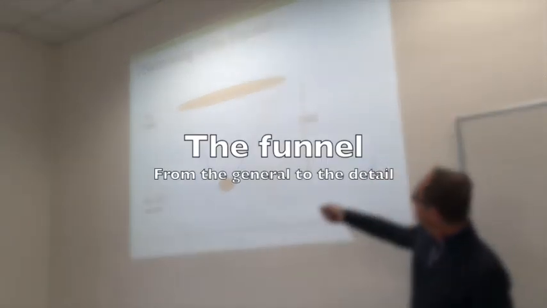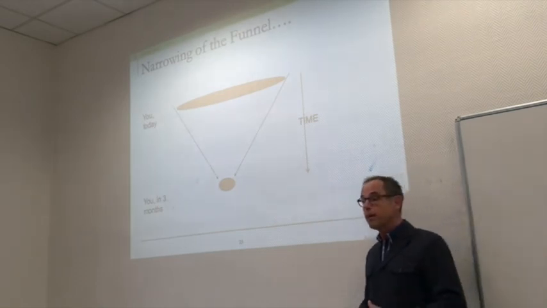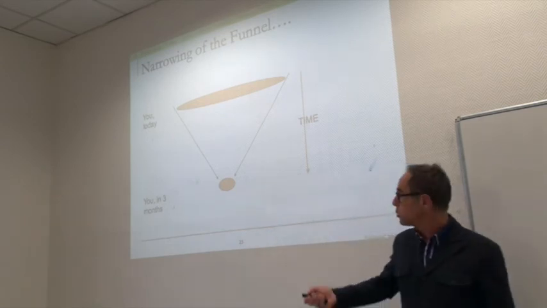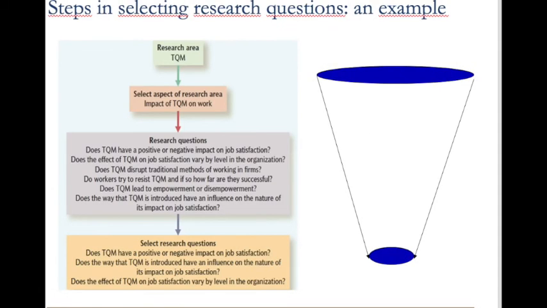Research looks now like that. You're here today in a funnel, and in 3 months you will have your focused research question. So the aim is to come from a general approach to a very focused approach where you have one precise research question. One example, you want to work on the research area total quality management. Then you would select the aspect of the research area. For example, the impact of total quality management on work or on the service domain. And then you will formulate research questions. So for example, does total quality management have a positive or negative impact on job satisfaction?